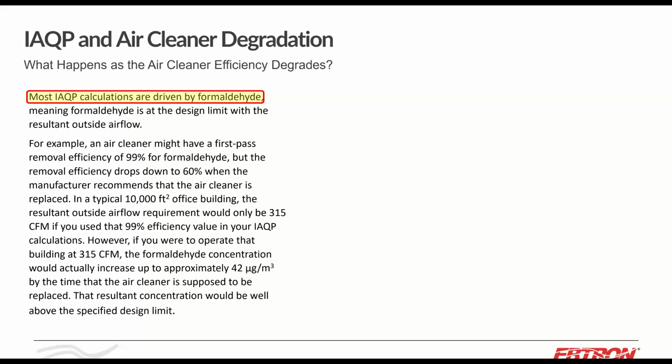As I said, most IAQP calculations are driven by formaldehyde. However, everything is based on first pass efficiency. Things degrade over time. So if the efficiency drops to 60%, then your formaldehyde concentration may rise up to 42 micrograms, which is above the limit.